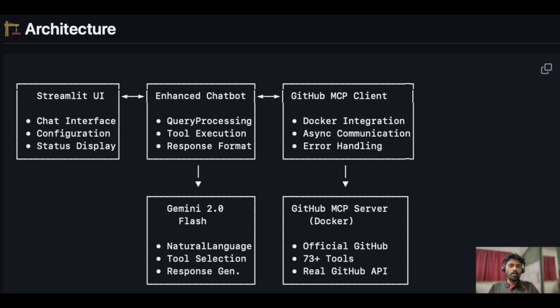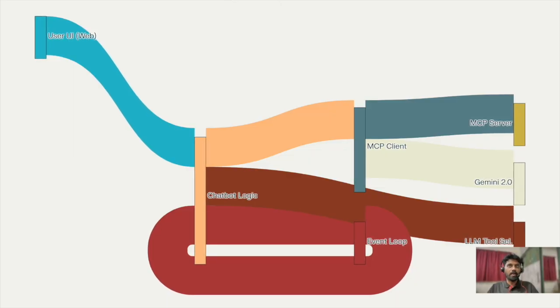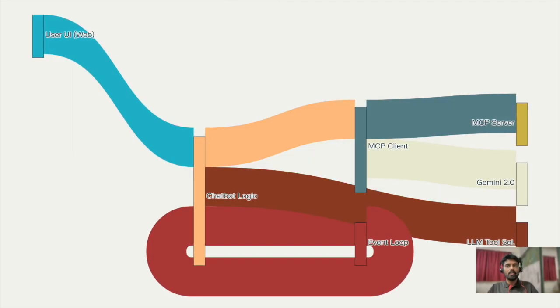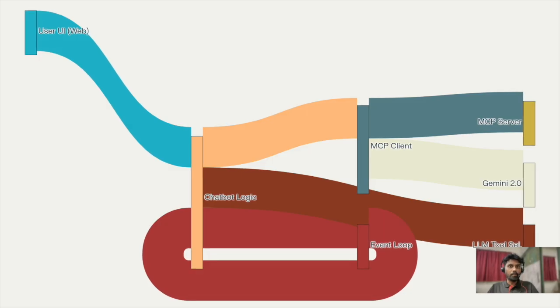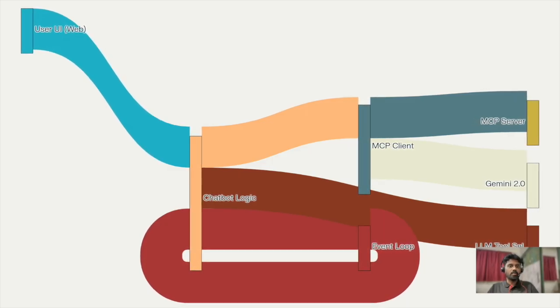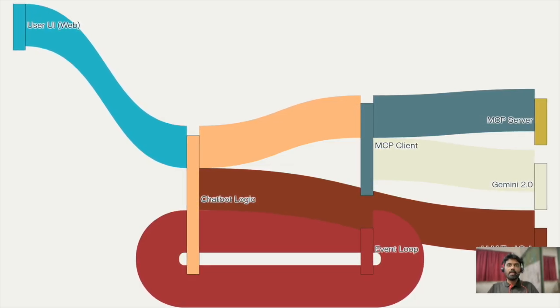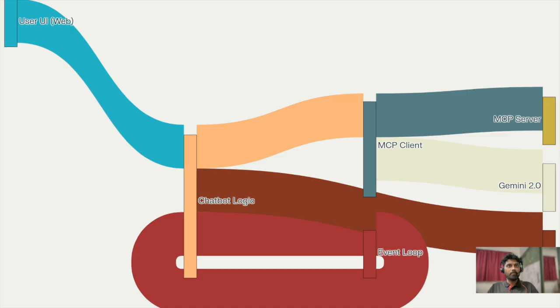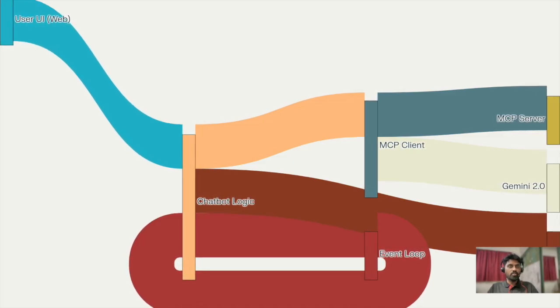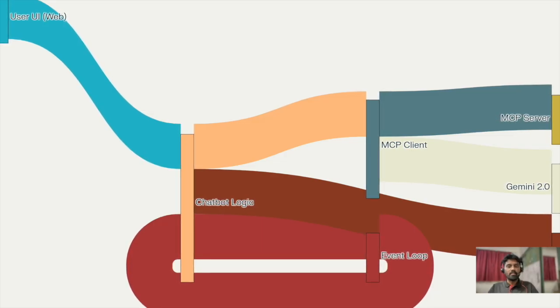Here is how a query flows through the system. First, the user types a natural language query, like maybe read me from my repository or any repository name. Then the query reaches the chatbot application layer. It retrieves all the available GitHub tools from the GitHub MCP server. Then the complete context is sent to Gemini 2.0 Flash for the analysis. Then Gemini returns structured JSON with the selected tools and parameters. The MCP client executes the GitHub operations via Docker. Then the result is flown back through the layers and displayed in the chat interface.